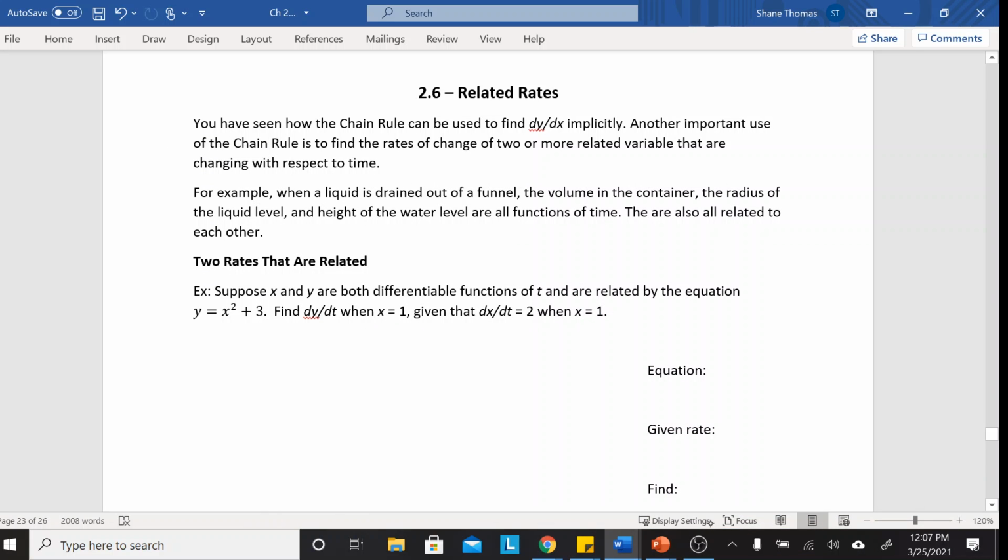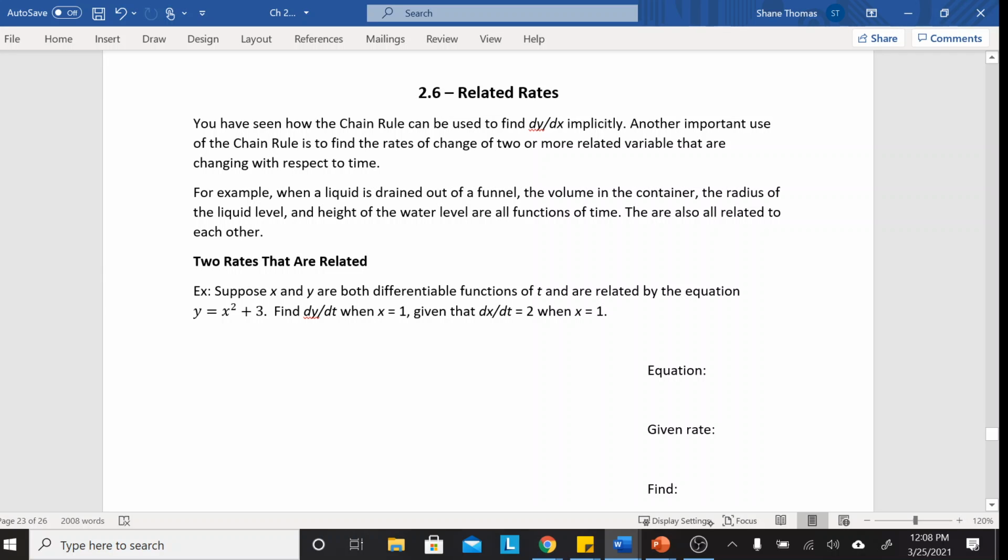So a lot of times in calc, we've been working through things. We've had rates. We would have found the speed, acceleration, and stuff by finding the first derivative, second derivative, correct? And that was at times where our functions aren't linear, and there's different things going on. So, seeing the chain rule can be used to find dy dx implicitly.